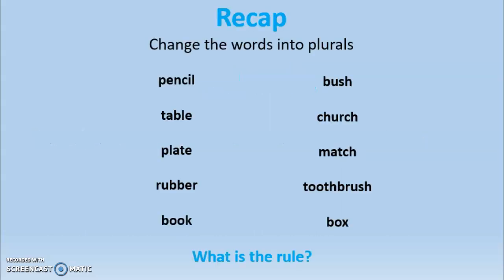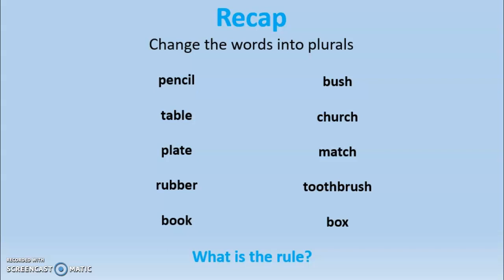And here I've got some words. I would like you to change the words into plurals. When you're changing them into plurals, think about, do you need to add S, just S, or do you need to add ES? Think about how it sounds when you add these words.